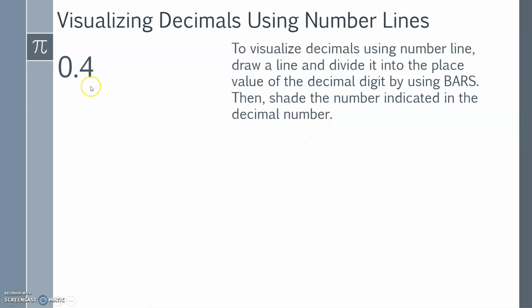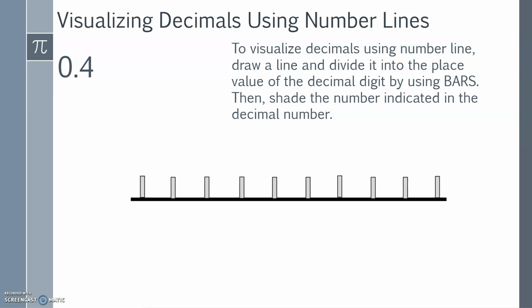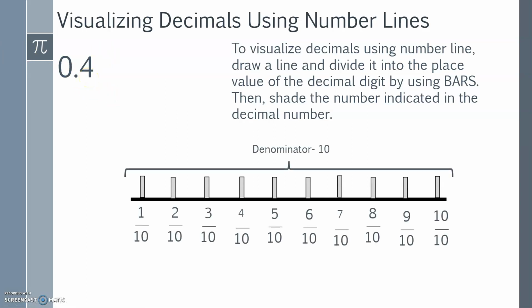So, since we have 4 under tenths place value, first, mag-draw tayo ng line, and then, divide natin siya sa 10. Bakit 10? Kasi, ang place value ng digit natin is tenths. And then, after that, shade natin yung digit indicated in the decimal number, which is 4. Okay. So, shade natin siya. Ayan. So, this is the way how we visualize decimals using number line.